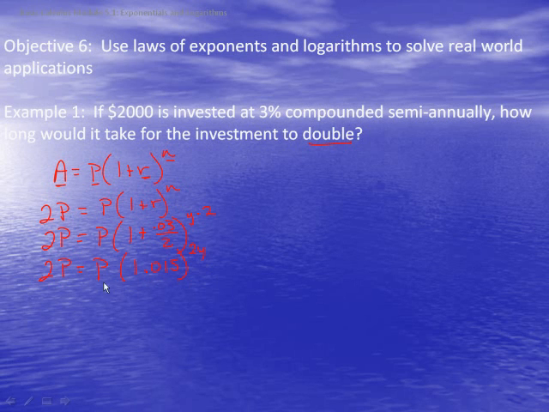At this point in time, I can divide both sides by p. So that would get rid of the p's. So we're looking for 2 is equal to 1.015 to the 2y. Now what I'm going to do is use the natural log to get this thing down. So I'm going to take the natural log of both sides.